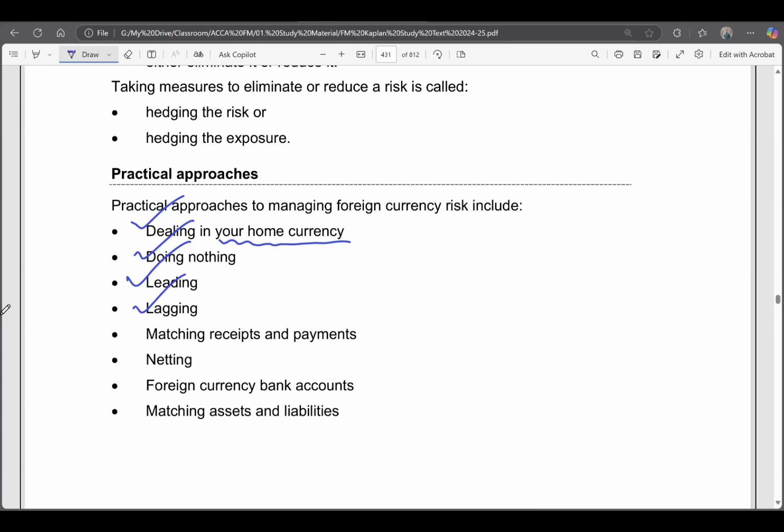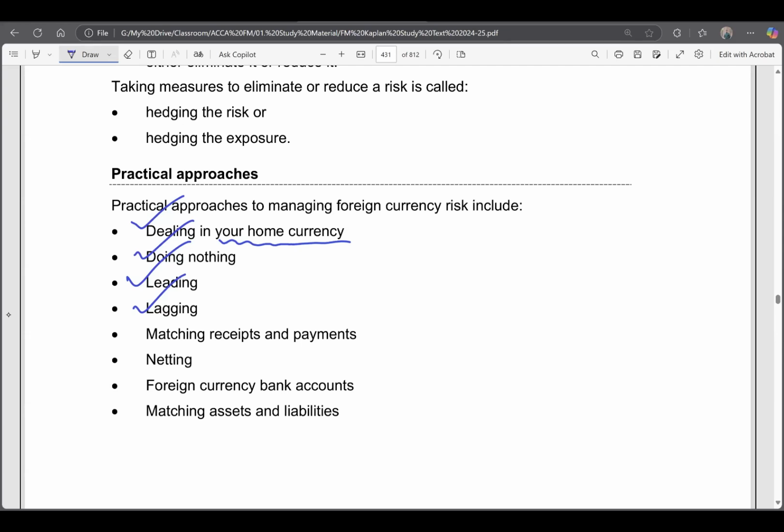Lagging. What is lagging? Delay. Let's say at the time of payment, if you believe the exchange rate is too adverse, request the supplier and delay the payment. If you receive foreign currency from the customer today and you believe the exchange rate is adverse, wait. Don't translate it now. Wait until the exchange rate moves better, then you can sell it. This is lagging. So these are some internal instruments. For these, you don't have to go anywhere else.